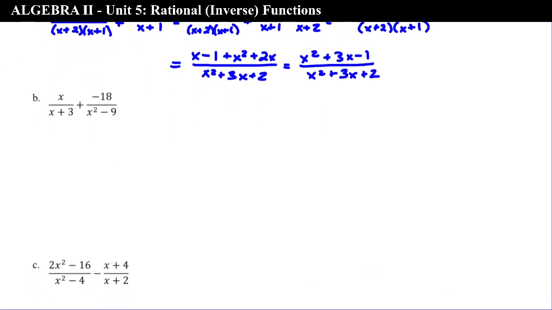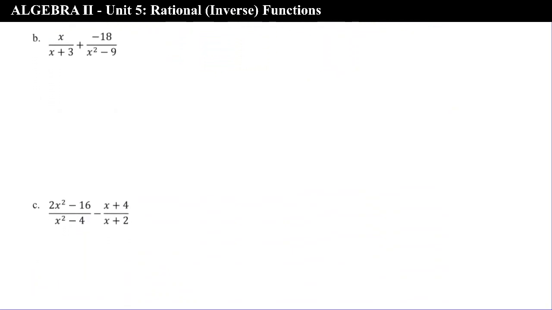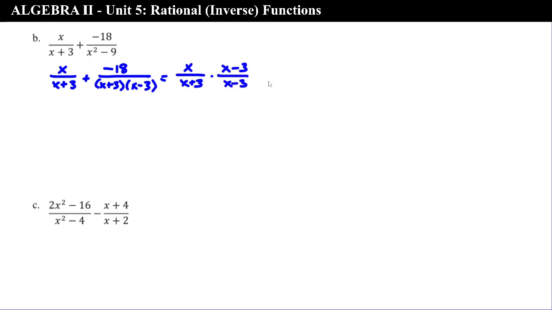All right, for B, we are adding again. Let's start by factoring the bottom of the second term. Okay, so we got x over x plus 3 plus negative 18 over, if we factor this, it is a difference of squares, so you got x plus 3 times x minus 3. So all we need to do is multiply the top and the bottom of the first term by x minus 3. We can leave the other term alone.